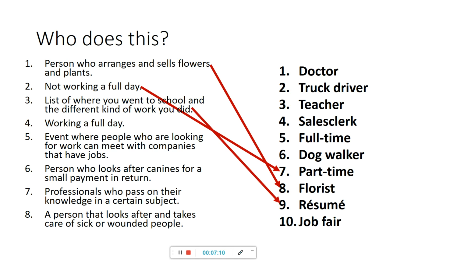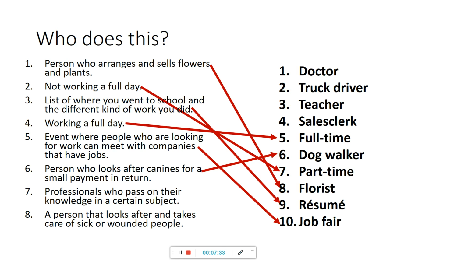Next we have working a full day. So you are working the entire day. You have the full-time job, or shift, if you will. Así uno puede hablar de turno. Next we have event where people who are looking for work can meet with companies that have jobs. We're talking about the job fair, ¿no es cierto? La feria laboral.